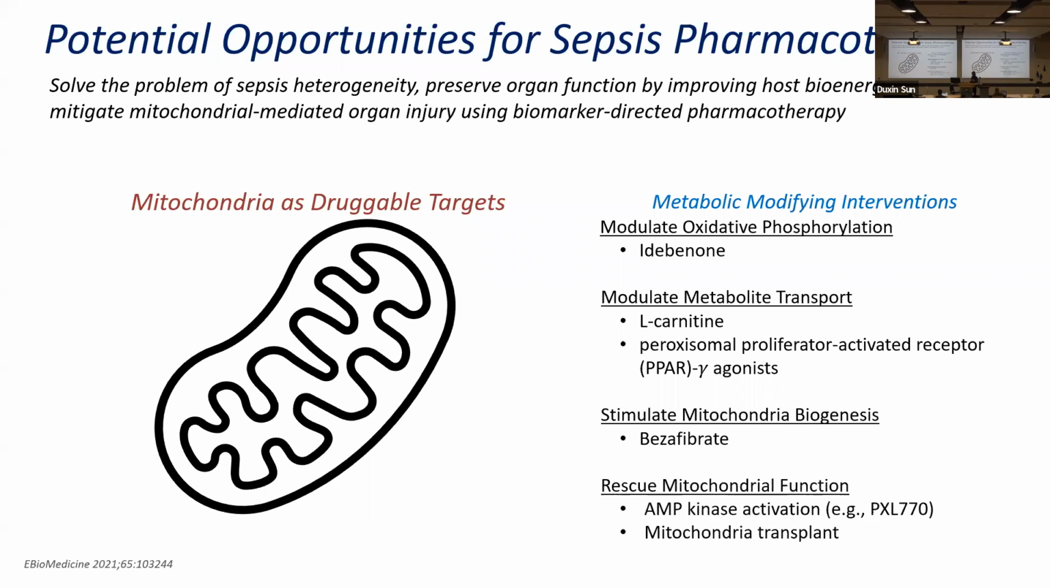And some of these have been tested in animal models. There is a paper where they did mitochondria transplant in the lung for sepsis-induced ARDS in a mouse and showed improved lung function. So there's some hints that this might be not only feasible, but could be a new avenue of therapeutics for sepsis.